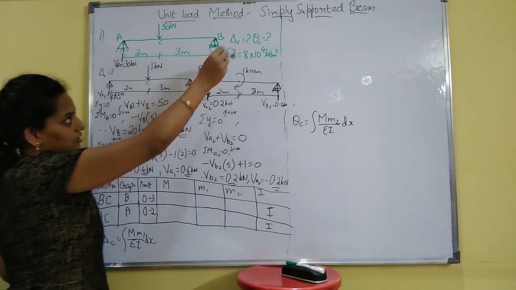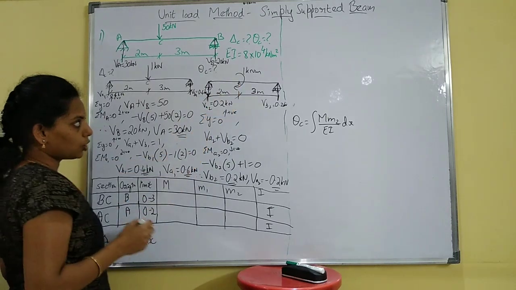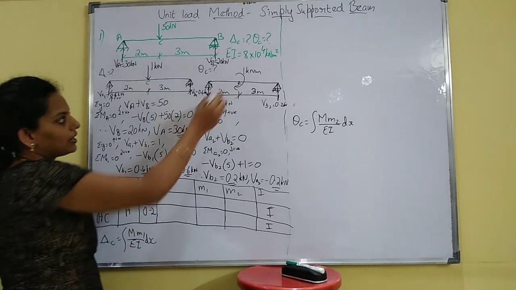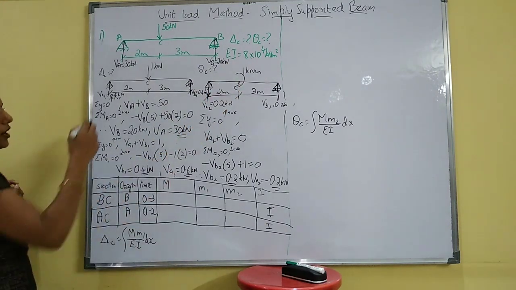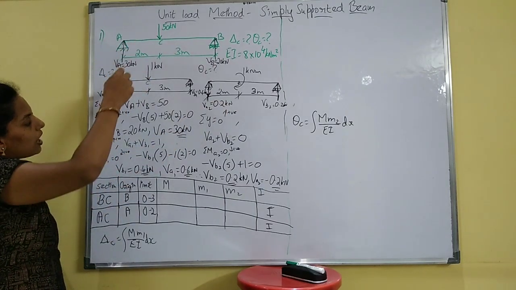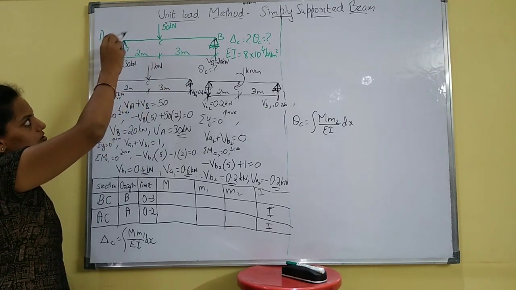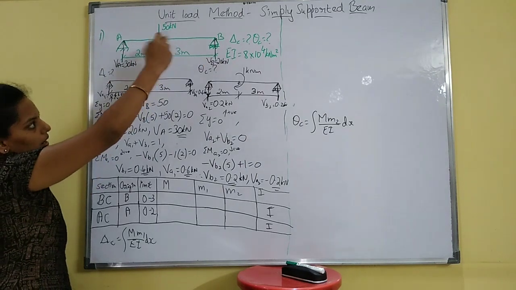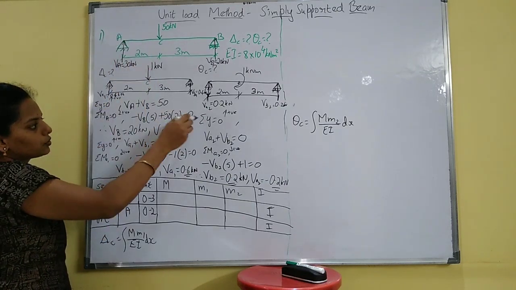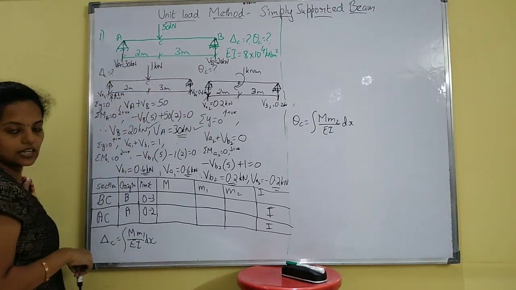Again for theta C, you have to find out the slope at point C. So there you assume a 1 kilonewton meter rotation, or couple, at point C. For that you have to find out the reaction. So first for the given diagram find out the reaction. VA plus VB equal to 50, and summation of moments at point A equal to 0, clockwise positive. So minus VB into 5 plus 50 into 2 equal to 0. So we get VB as 20 kilonewton and VA as 30 kilonewton.